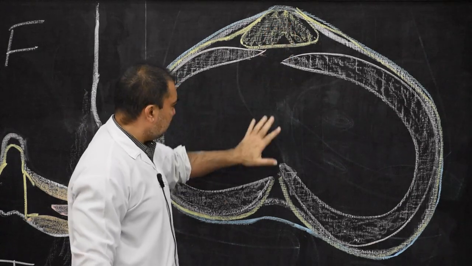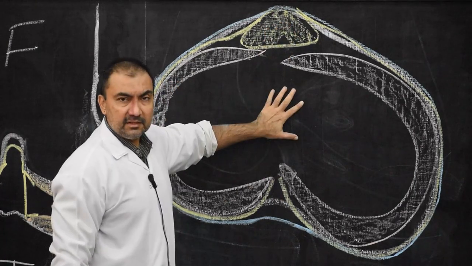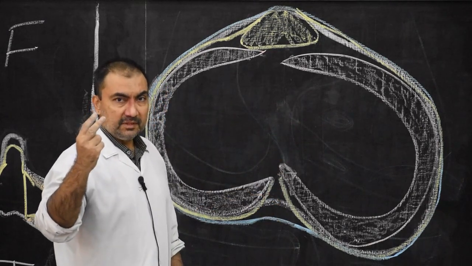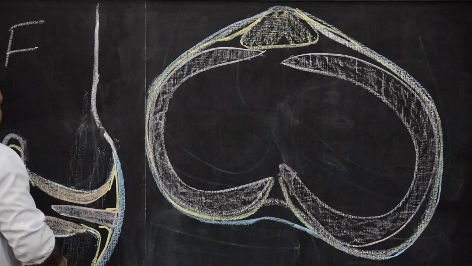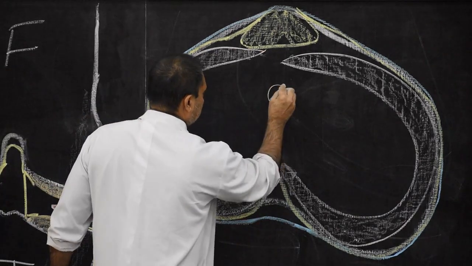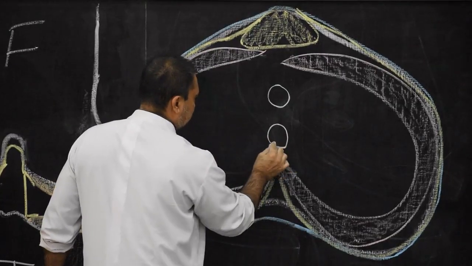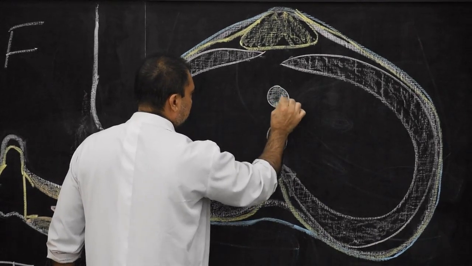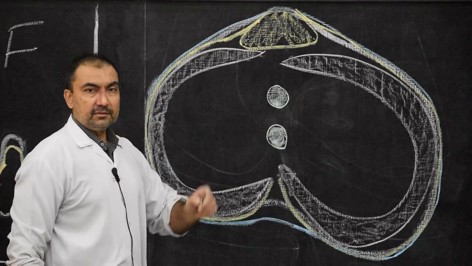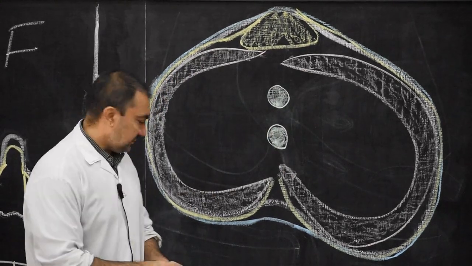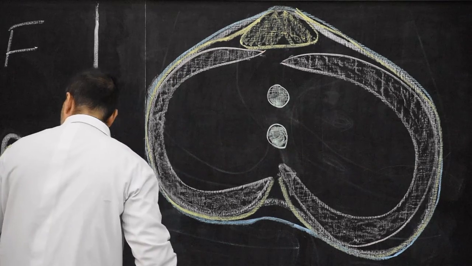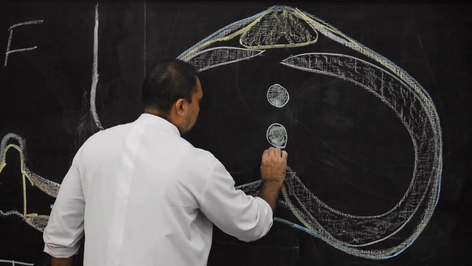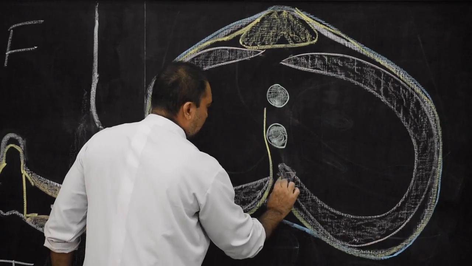Now here, in the intercondylar area, this is the intercondylar area of the tibia, here we show two cruciate ligaments. These two cruciate ligaments we need to show, so therefore we are going to show anterior and posterior cruciate ligaments. These are the two anterior and posterior cruciate ligaments which we need to show in the intercondylar area of tibia, horizontal section.